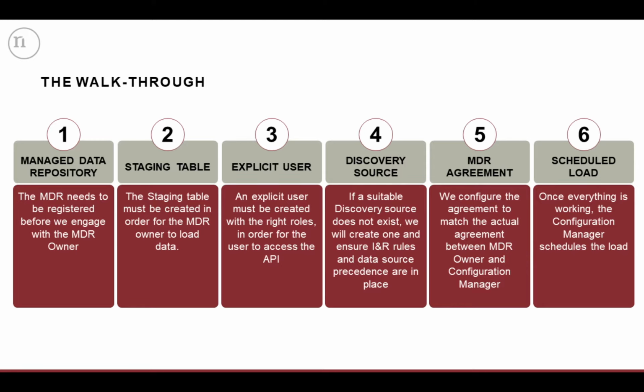Once we have this, we can do the agreement with the data owner, providing the Excel file from which we can create a staging table or the import set table in order to be able to store the information they will pass along later. Then we need an explicit user, step 3, in order for the data owner to use through the API, ensuring access.